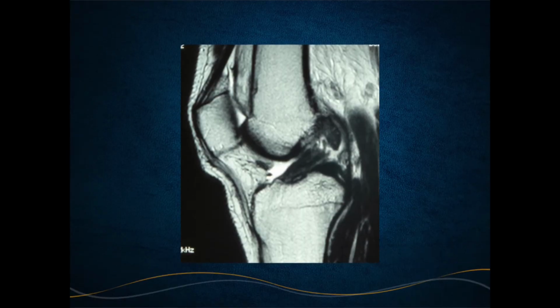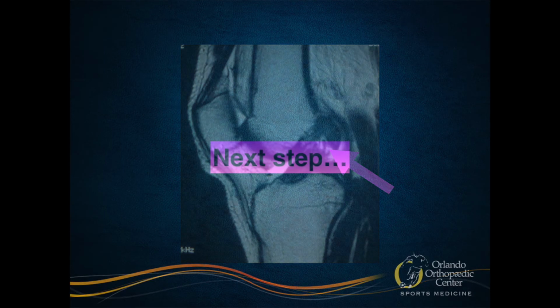Now, if you contrast that with this MRI, you can see the two purple arrows are pointing to the tibial and femoral origins of the ACL, but the pink arrow is pointing to the disruption between those two ends, and that's a complete ACL tear.